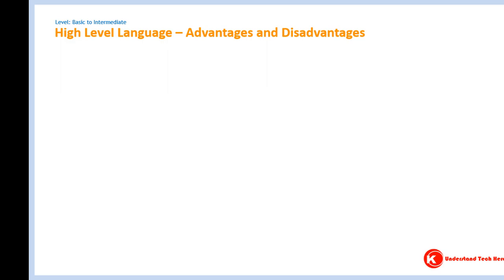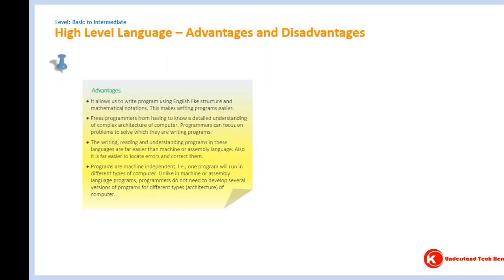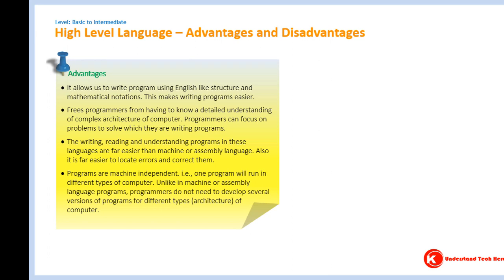Now finally, high-level language. Advantages: it allows us to write programs using English-like structures and mathematical notations. This makes writing programs easier. High-level languages free programmers from having to know a detailed understanding of complex architecture of computer. Programmer can focus on problems to solve for which they are writing programs. The writing, reading, and understanding of programs in high-level languages are far easier than machine or assembly language.